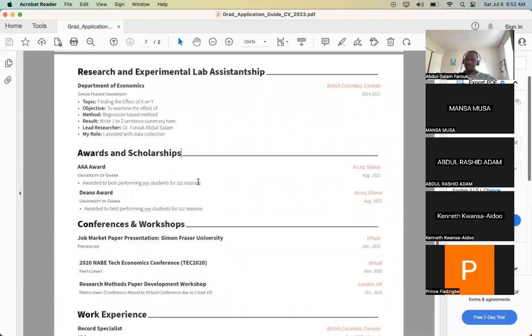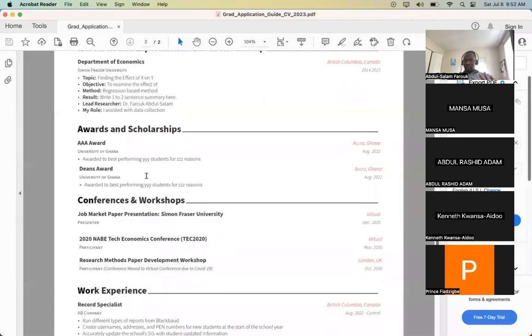Here you define or give a brief description of what the award is about. If it's not merit based, you also provide a description of why you were awarded that particular scholarship or award. So keep that in mind. If there are any questions on the award side, let me know. If there are no questions, we can quickly go on to the next one.